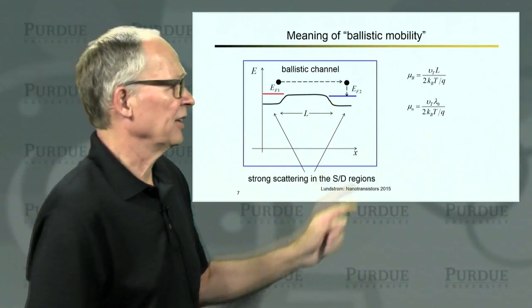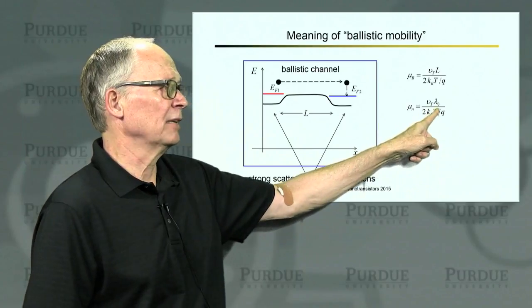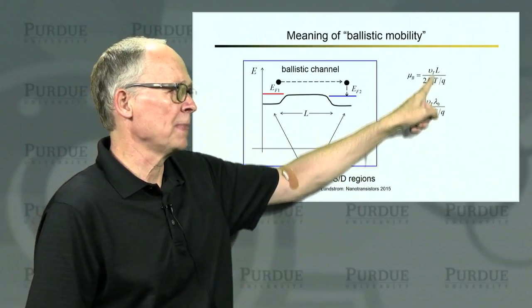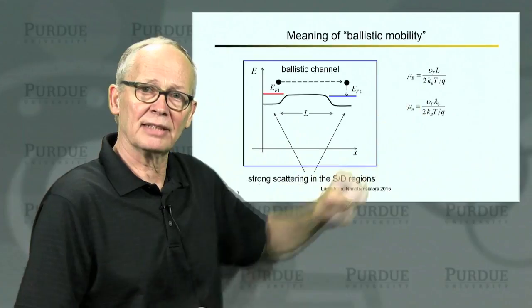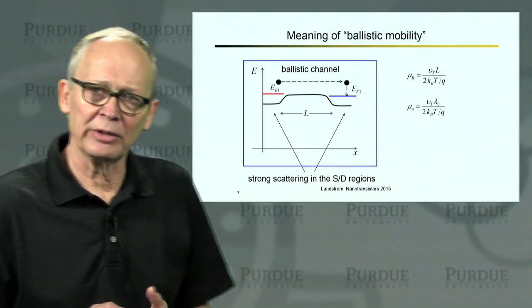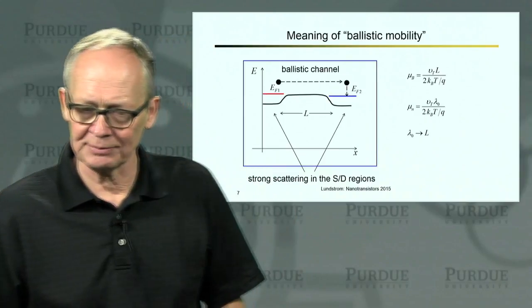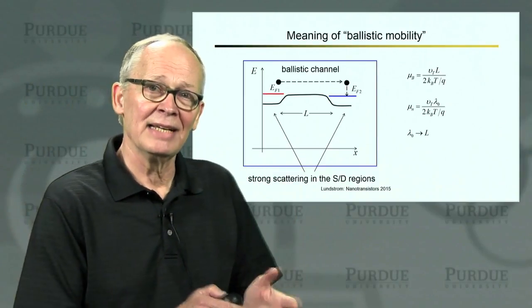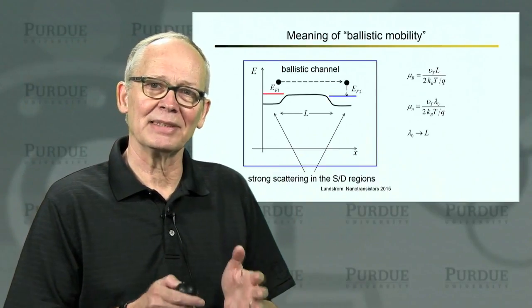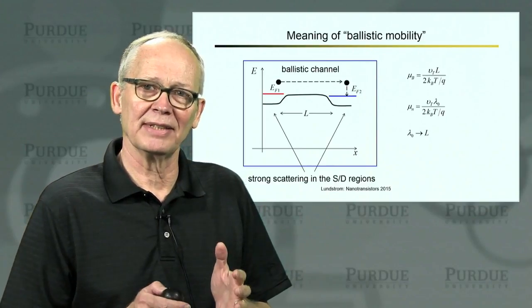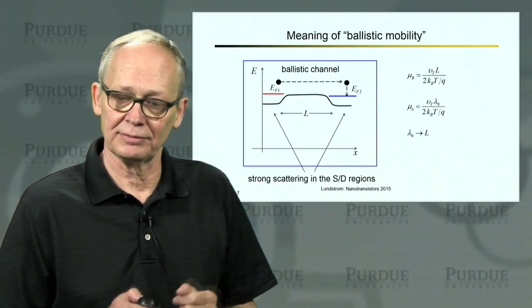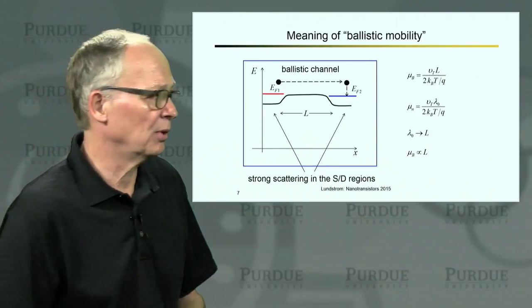And that's the argument we use for replacing the mean free path in the real mobility by the length of the channel in the ballistic MOSFET. And that's how we're interpreting and giving physical significance to this ballistic mobility. We simply replace the appropriate distance between scattering events in a ballistic MOSFET: it is the channel length itself, not the mean free path in the bulk.